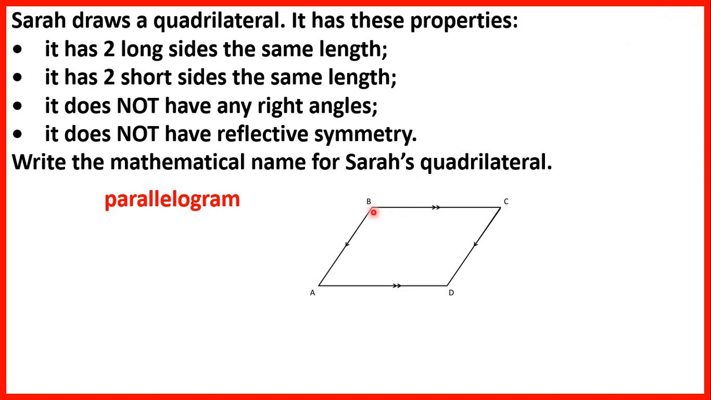We can see that this angle and this angle are obtuse, and this angle here and this angle here are acute. And it does not have reflective symmetry. Remember, you can draw a line of symmetry if you have the same reflected on both sides, but with a parallelogram we have no lines of symmetry.